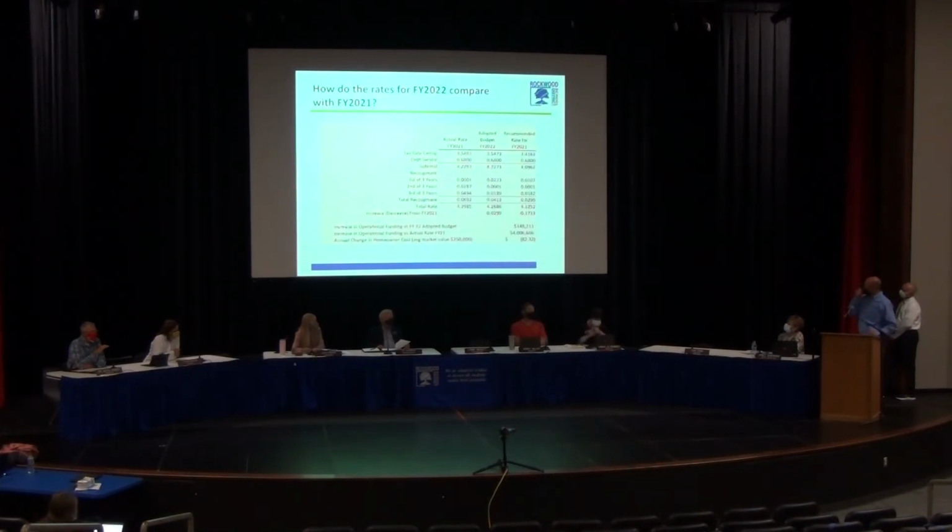So this just shows a comparison of what our tax rate was last year of 4.2985. And then it shows a comparison to what we budgeted, and then our final tax rate, or at least our proposed tax rate that we're presenting tonight, of 4.1252. Overall, it's a 17-cent decrease in our tax rate.